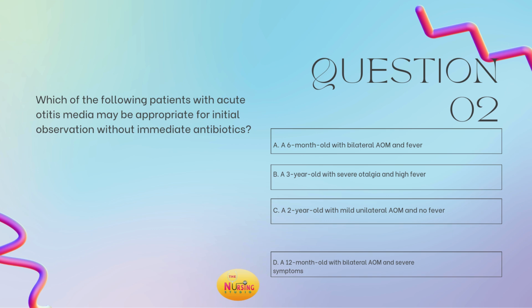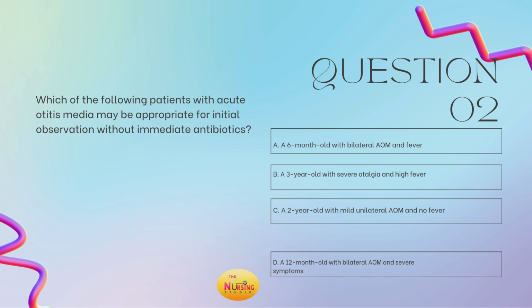A says a 6-month-old with bilateral acute otitis media and a fever. One, it is bilateral. Two, they have a fever. It's bacterial, typically with a fever associated. So you want to go ahead with antibiotics in that scenario so we can eliminate the source of that infection, right? B says a 3-year-old with severe otalgia and high fever.